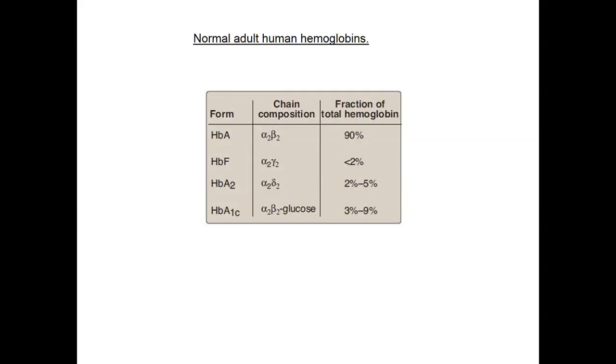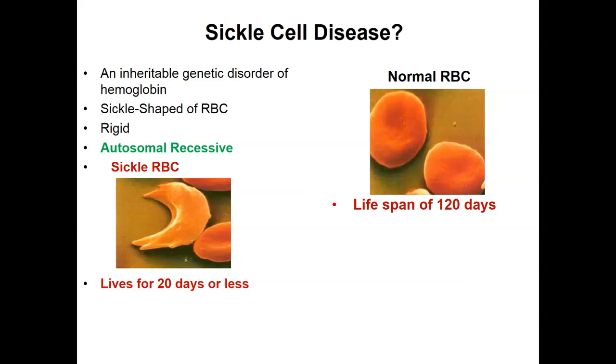So now these are the different hemoglobins, the normal concentrations and so forth, which you can look at: the fetal hemoglobin, the gamma, and so forth. Okay. Now the hemoglobinopathies, basically one is sickle cell anemia.